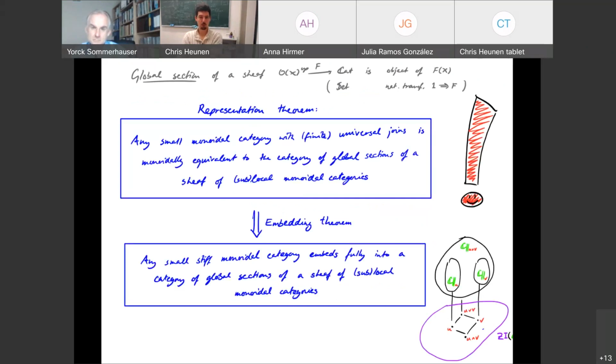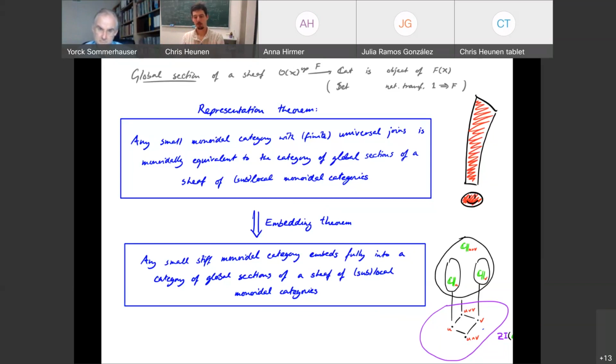So now we've proven the following thing, the representation theorem. Any small monoidal category with finite universal joins is monoidally equivalent to the category of global sections of a sheaf of sublocal monoidal categories. Now that's a mouthful. So what we've done is you start with a small monoidal category with universal finite joins, the big category C. We built out of that a sheaf of monoidal categories C_U that has stalks C_X, and the stalks are all local or sublocal, the tiny categories.